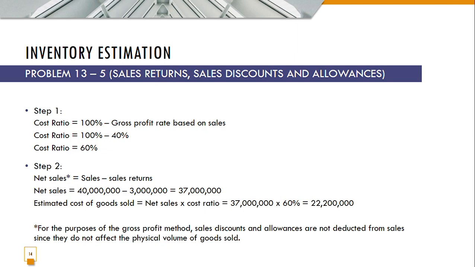Step 2, net sales times your cost ratio. But to arrive at net sales, we only include sales returns and sales in the figure. So net sales would be 37 million, 40 million minus 3 million. So we disregard sales discounts and allowances. So 37 million net sales times 60%, we get an estimated cost of goods sold of 22.2 M.